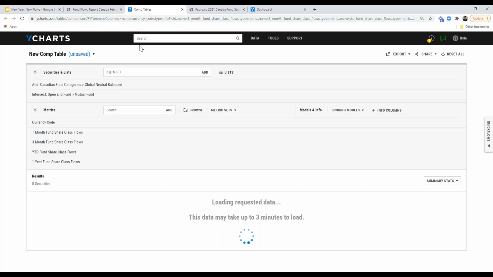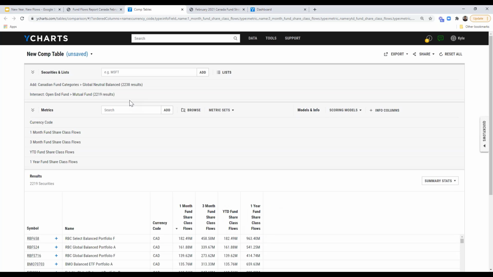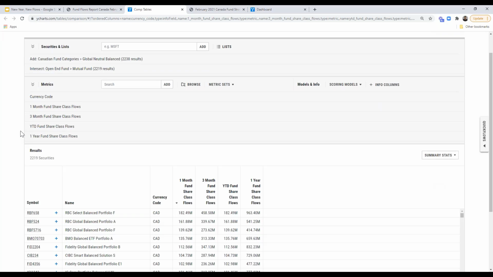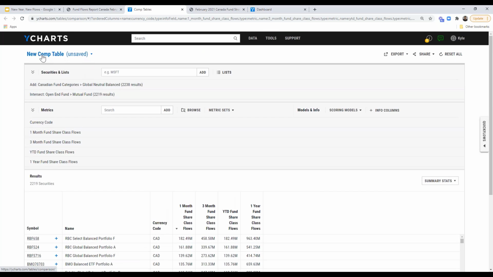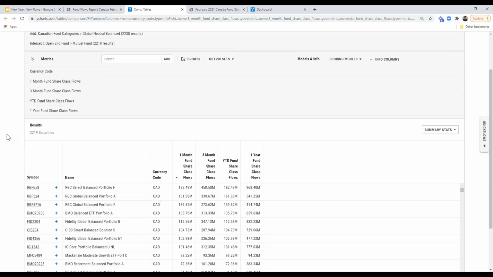But I right-click, I open it, and that's the beauty of YCharts, is you can open multiple tabs since it's fully web-based. This is pulling in quite a bit of data, so it's going to take a minute or two to load, but now we have a full list in what's called the comp tables tool. So we're pulling in every global neutral balanced mutual fund, and we're looking at share class flows here.